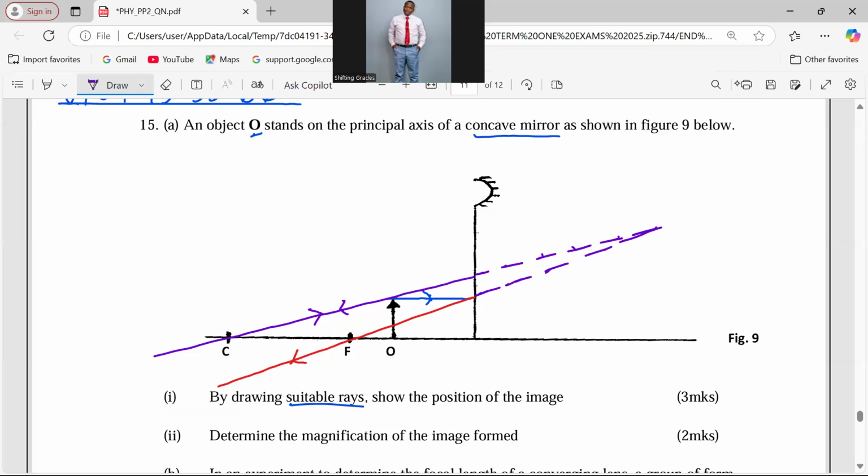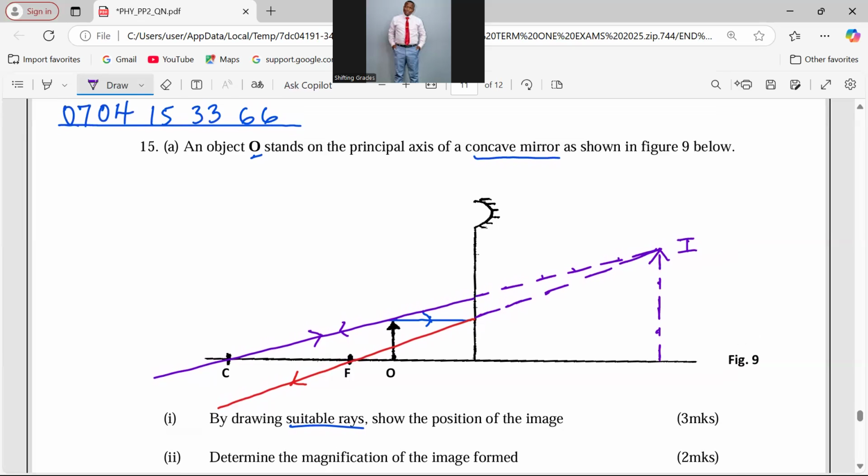Then now we can do the image, which is again going to be virtual. So we don't use complete lines for such an image. So where the rays meet, that is the tip of the image. So we can draw the image there, image I, that way. So we have used ray diagrams to show the image formed.